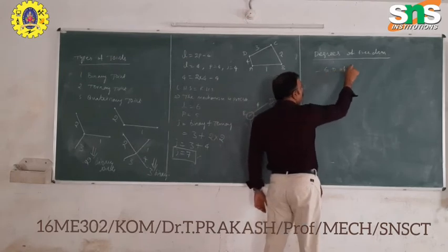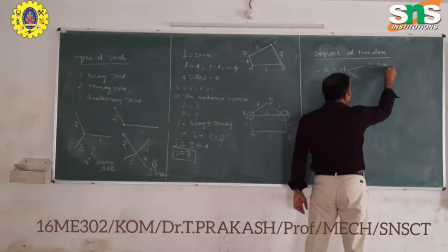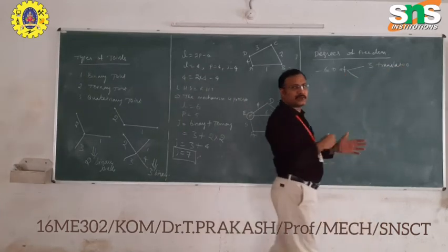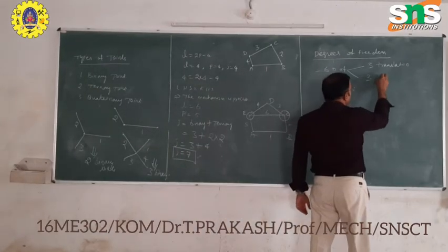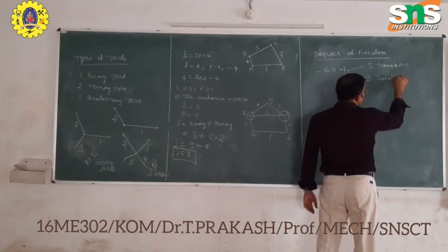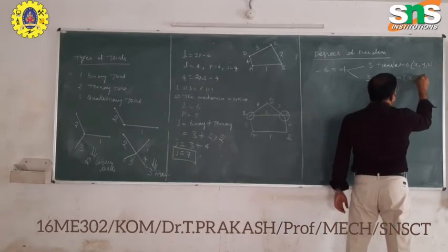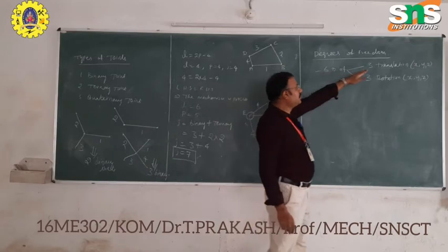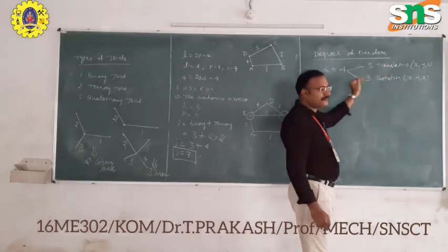The 6 degrees of freedom are classified into 2 categories: 3 translation motions and 3 rotational motions. What is the meaning of translation motion? Nothing but x, y, z. Movement in the x, y, z direction is called a translation motion, and rotation about x, y, and z is called a rotary motion. If a body has 6 degrees of freedom, we can say 3 translation motions in x, y, z and 3 rotational motions in x, y, z. It is a combination of 6 degrees of freedom.